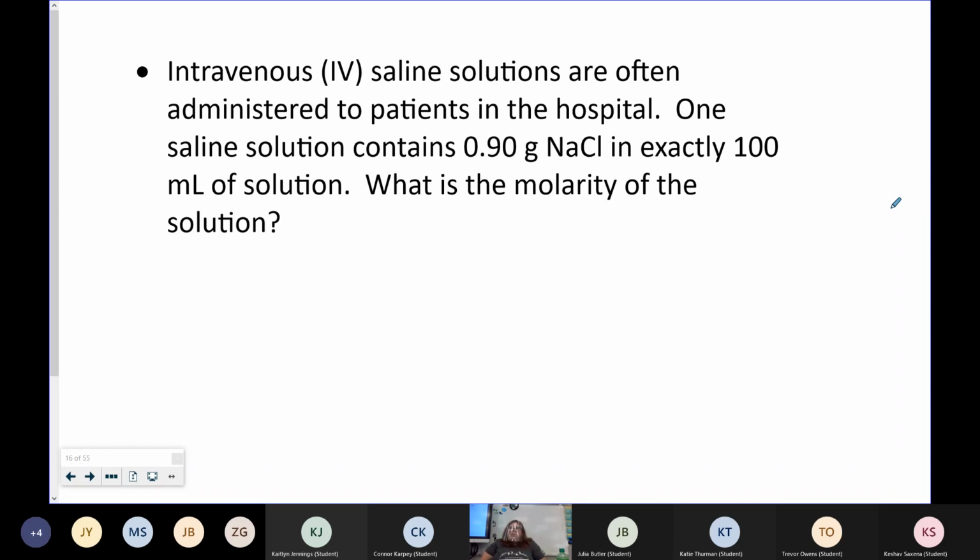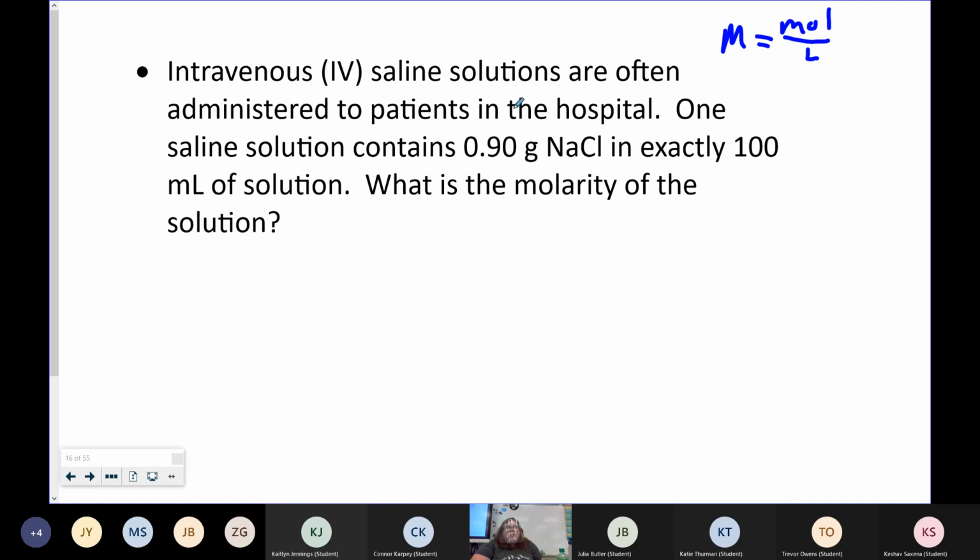So this first one is actually probably one of the hardest because it gives you grams and milliliters. But in order to solve for molarity, we need moles and liters. So we're going to have to convert everything into the correct units before we can plug in for molarity. This is not using any new math skills that we have not done at some point in time.